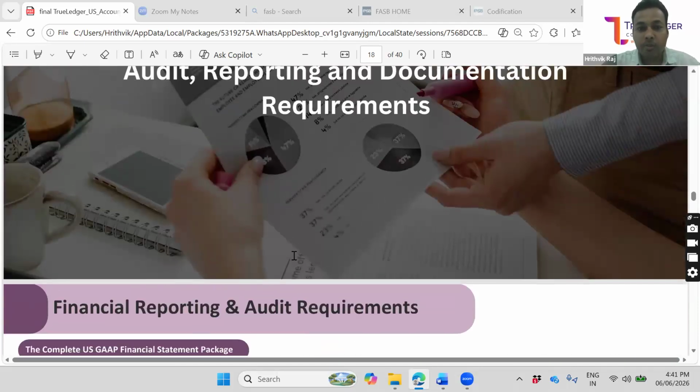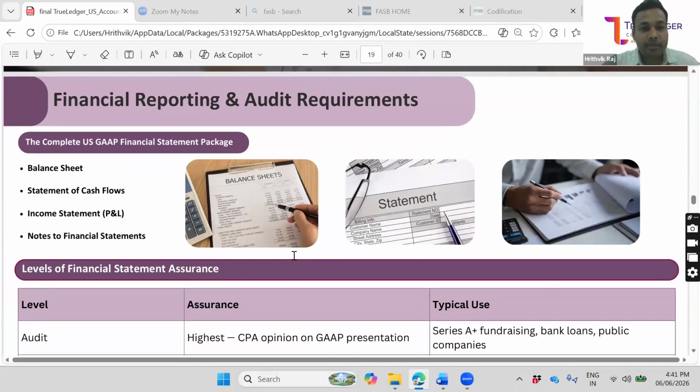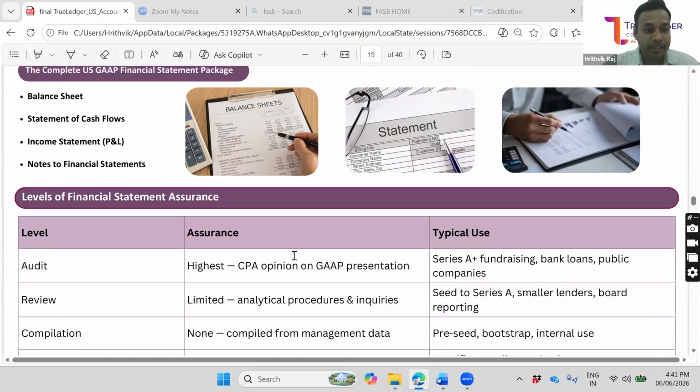Now there comes audit, reporting and documentation. You know what reporting is: it consists of the balance sheet, statement of cash flow, income tax, P&L, and notes to the financial statements. Similar to what we have in India, it's the same in the US as well, but all of that has to be maintained as per ASC.